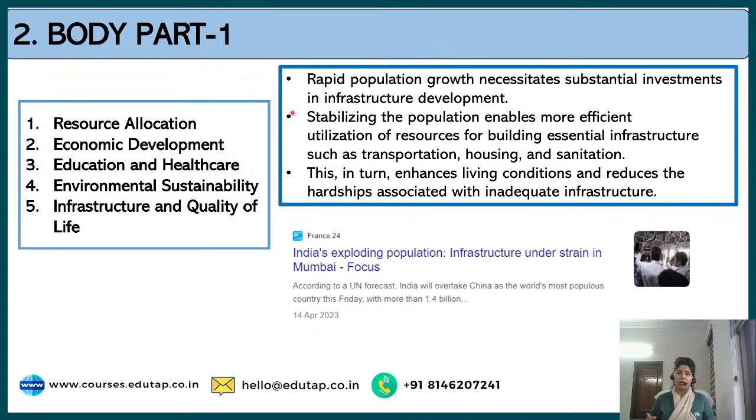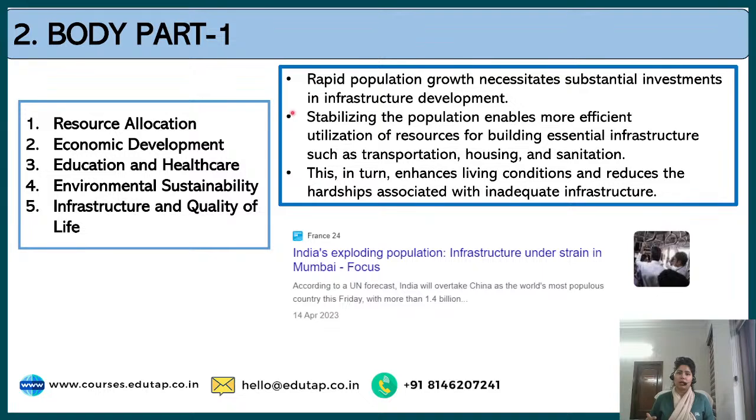And India is a water scarce nation. So I hope you understand what we mean when we talk about infrastructure here. As a result of lack of availability of good infrastructure, your quality of life also suffers, it goes down. As you know, we are writing what happens when population is in control, or what are the benefits of population control. So it enhances living conditions and reduces the hardships associated with inadequate infrastructure.